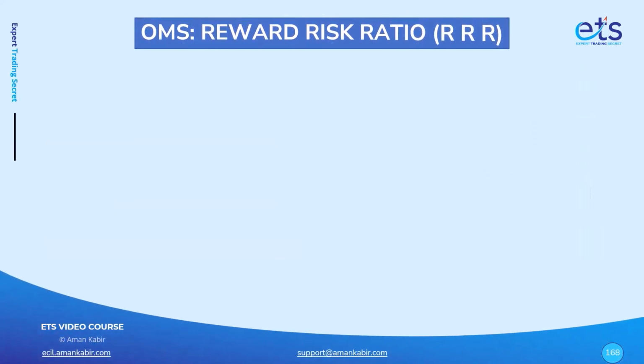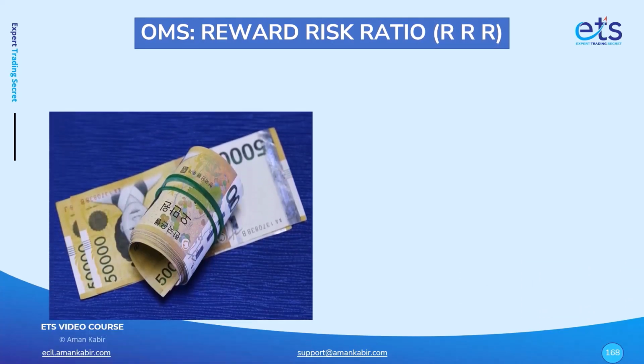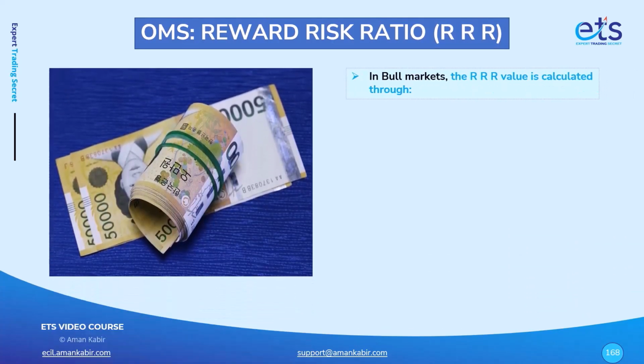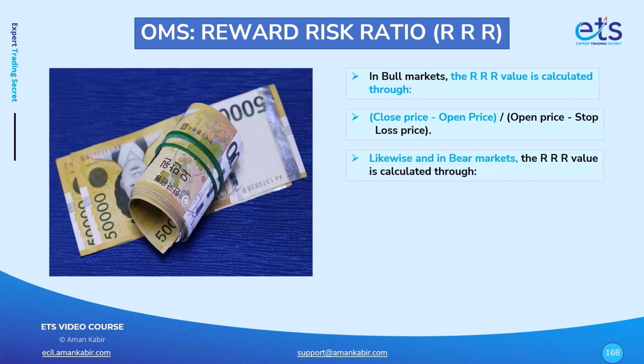OMS. Reward Risk Ratio, RRR. In bull markets, the RRR value is calculated through close price minus open price divided by open price minus stop loss price. Likewise, in bear markets, the RRR value is calculated through open price minus close price divided by stop loss price minus open price.